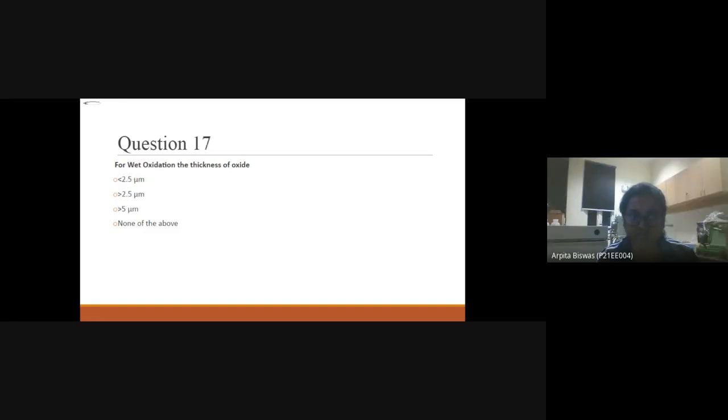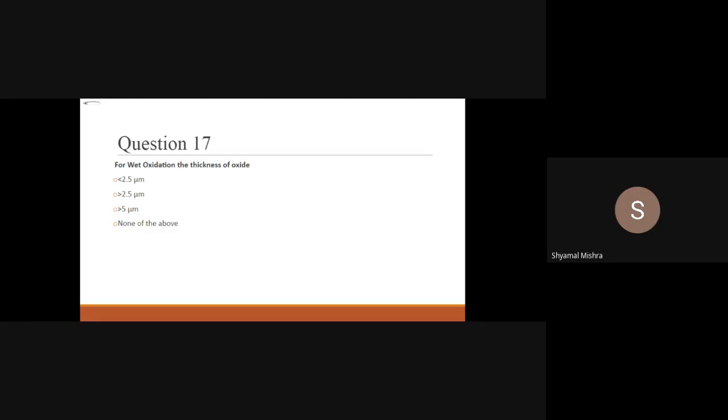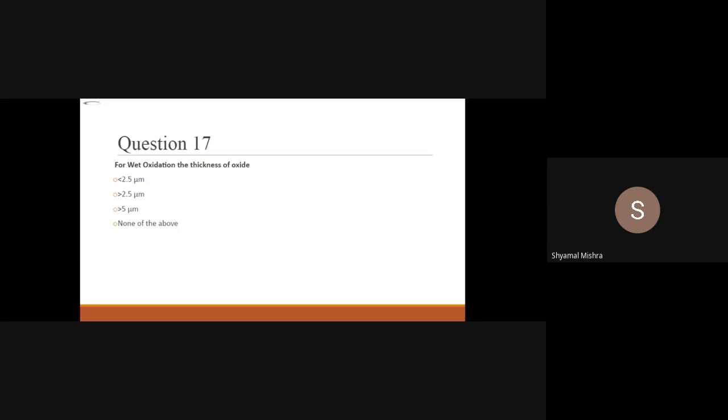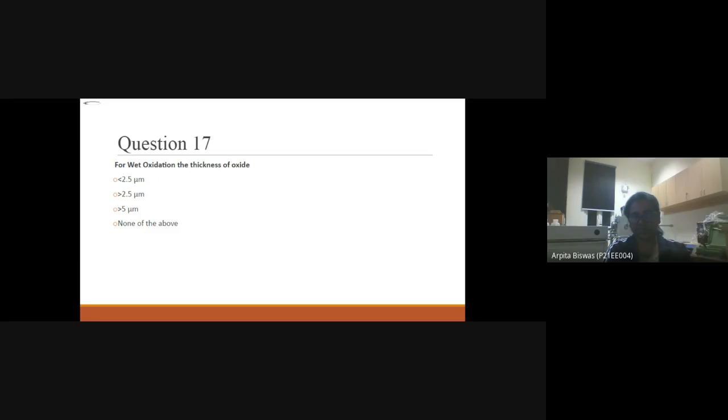Yes, the next question is: for wet oxidation, the thickness of oxide is. So, what is the right answer? Less than 2.5 micrometer, or greater than 2.5 micrometer, or greater than 5 micrometer? Because here the oxidation rate is greater than the dry oxidation process. So, obviously, the thickness is greater than the dry oxidation process thickness. So, what is the right option? Greater than 2.5, or less than 2.5?